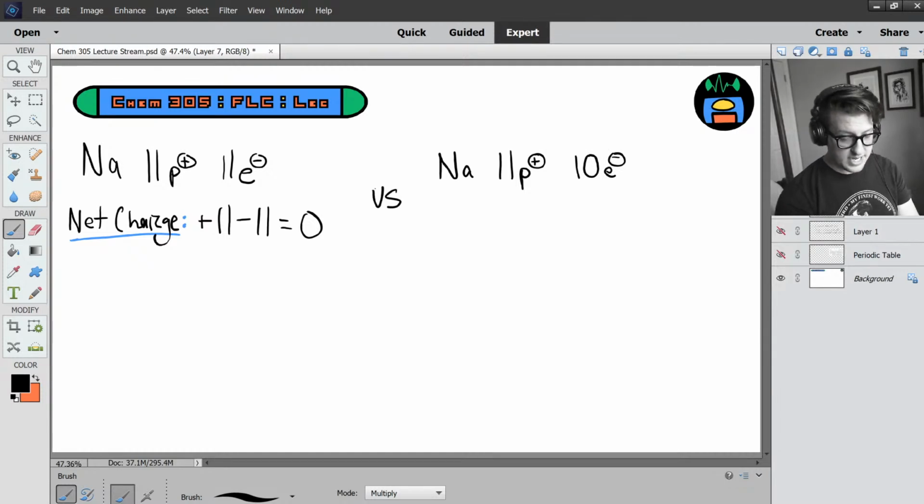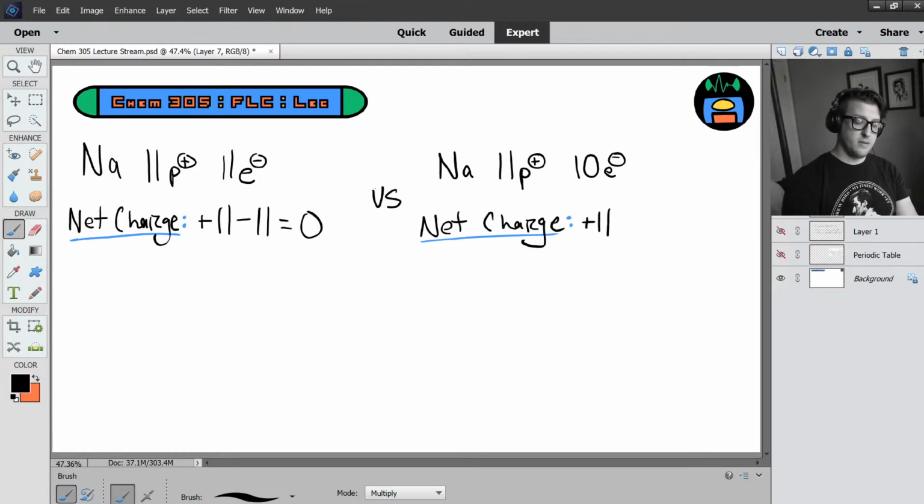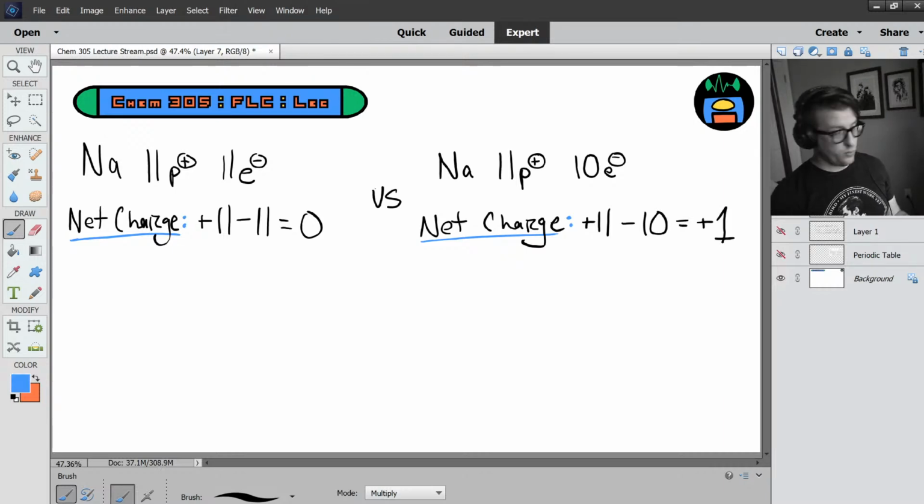And if you calculate your net charge for a sodium atom that's lost an electron, we have a positive 11 from our protons, but we only have 10 electrons, so that's a minus 10. And here we do have a net charge. We have a net charge of positive 1.